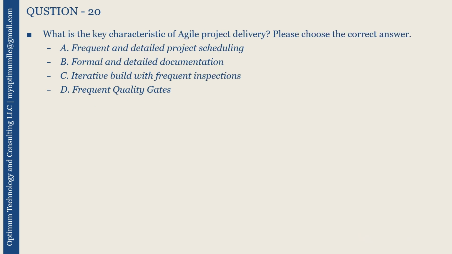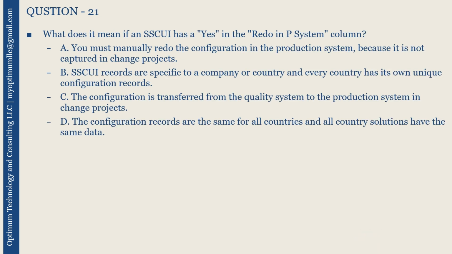Question 20. What is the key characteristic of Agile project delivery? Please choose the correct answer. A. Frequent and detailed project scheduling. B. Formal and detailed documentation. C. Iterative build with frequent inspections. D. Frequent quality gates.